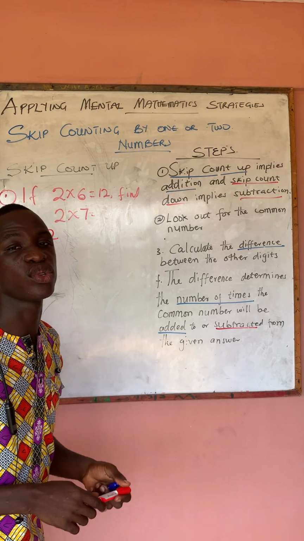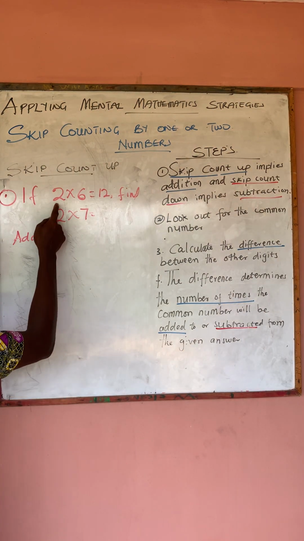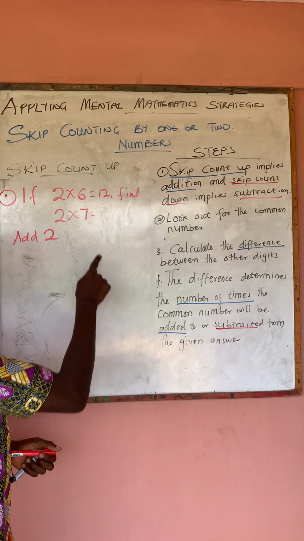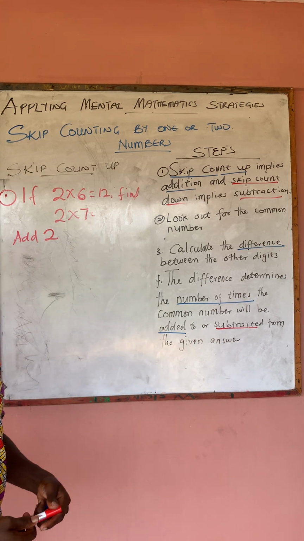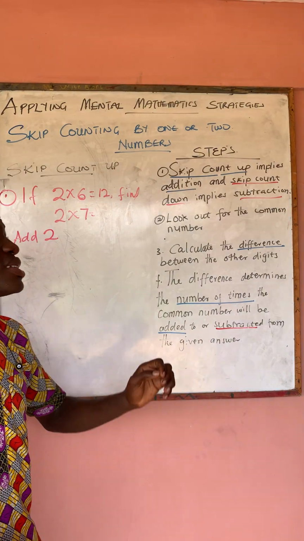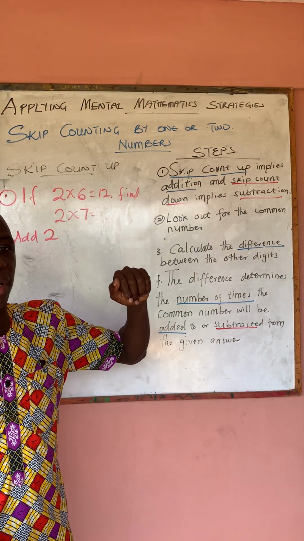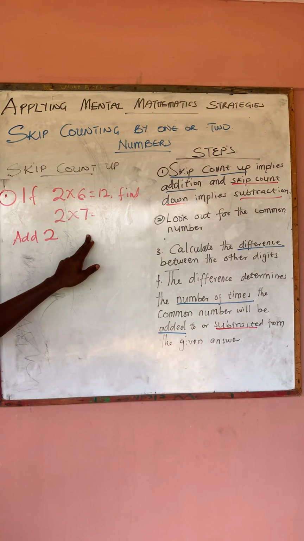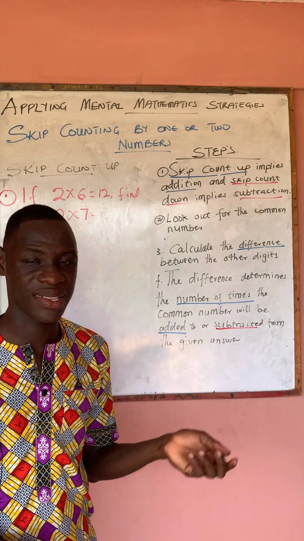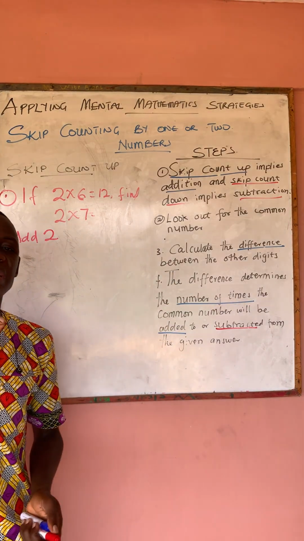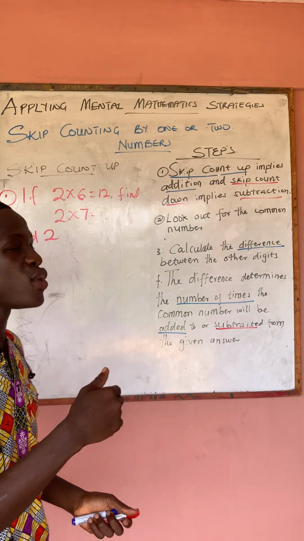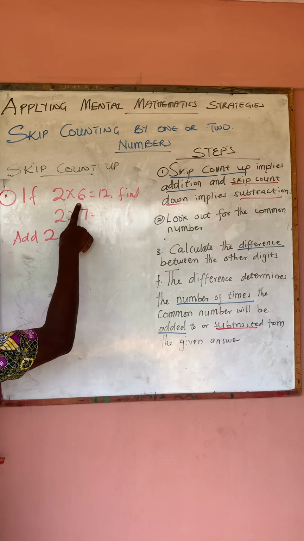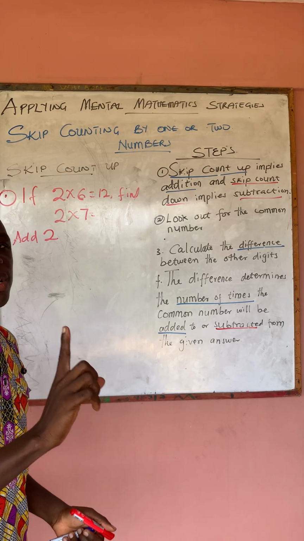Now, step 3 says you calculate the difference between the other digits. Apart from 2 being the common digit, 6 and 7 are the other digits. So we find the difference between 6 and 7. We find the difference by subtracting the smaller number from the bigger number. Please, over here, the difference doesn't just mean that 6 is lesser than 7 or 7 is greater than 6. Yes, it is. But by the difference here, we mean the number that causes the difference. So you subtract the smaller number from the bigger number, and the answer you get is the difference. When you subtract 6 from 7, the answer you get is 1. So the difference here is 1.